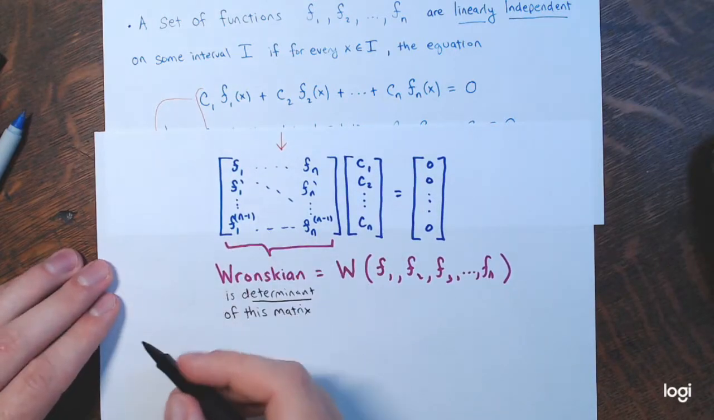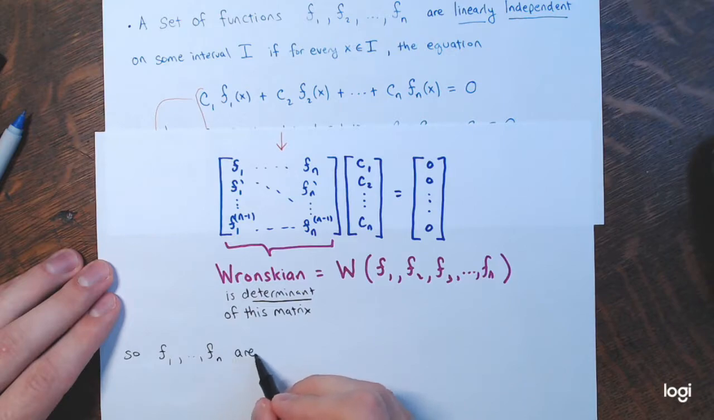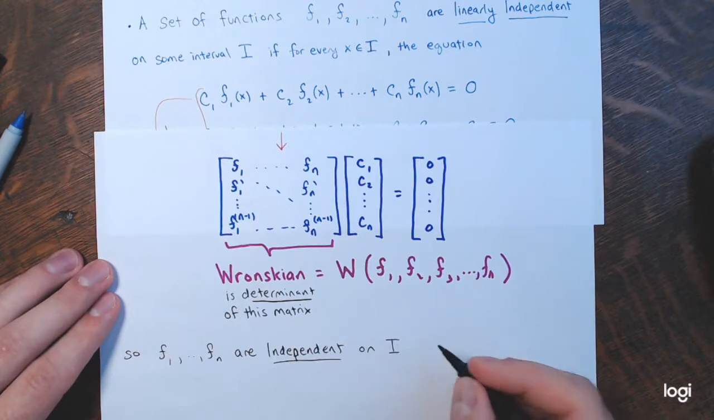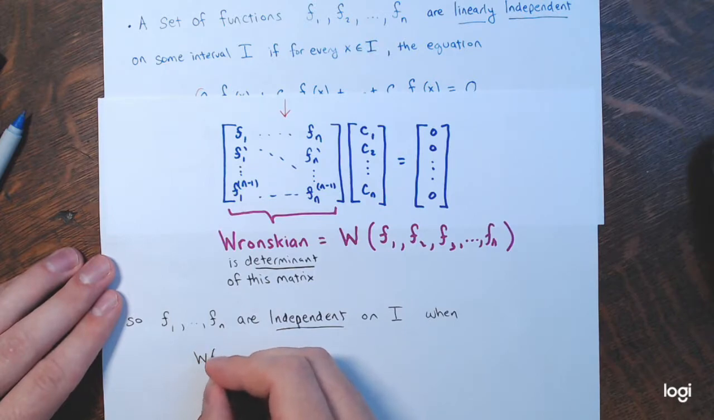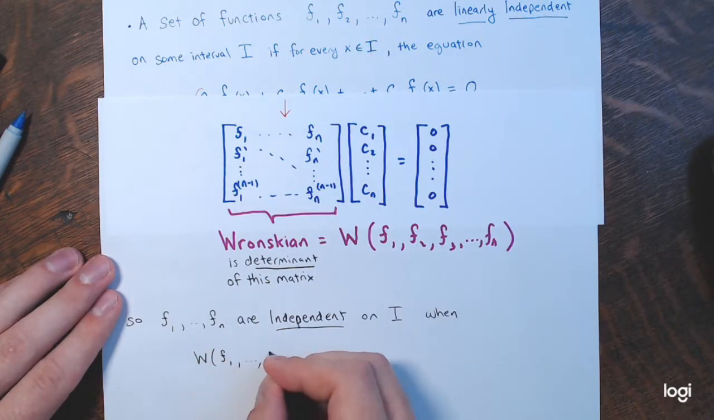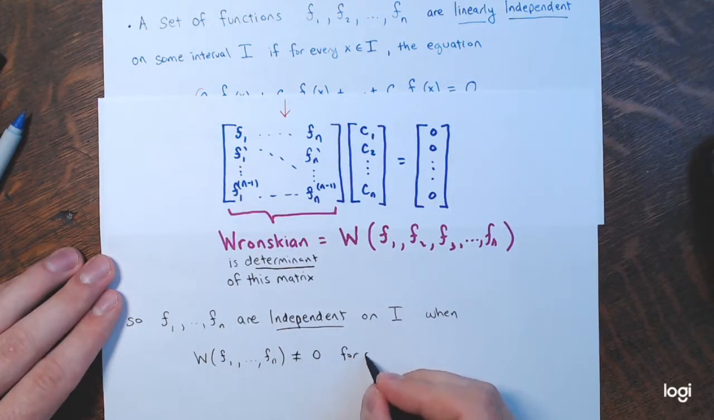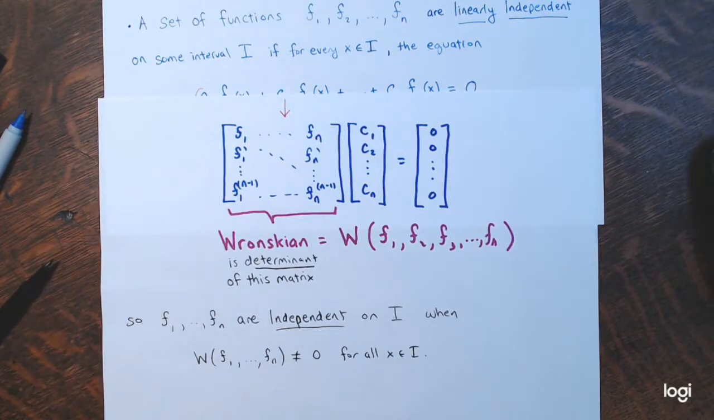So from all this discussion here, these functions f1 through fn are linearly independent on some interval I when the Wronskian of this set of functions is non-zero for all the values in the interval. All right, and this is huge.